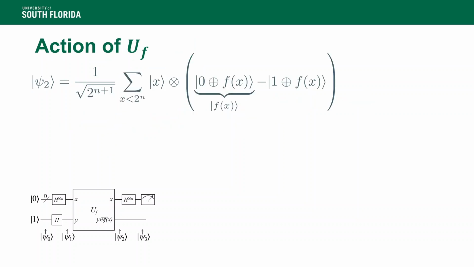Now, what happens once we apply UF to the states? Applying UF to the states can be done by linearity. It applies to every individual term in the sum. So every individual term in the sum will give you something of the form x tensored with 0 XOR f of x minus x tensored with 1 XOR f of x, because it depends on the value of the qubits that is coming here. So we have here a superposition.